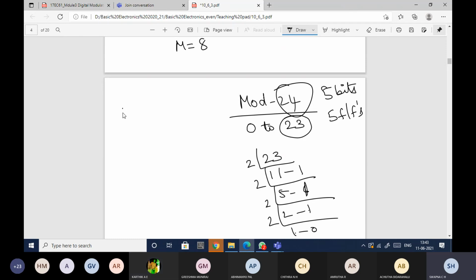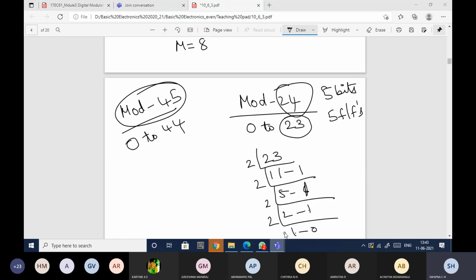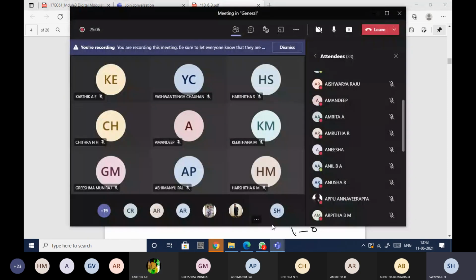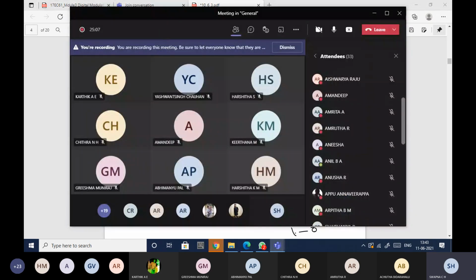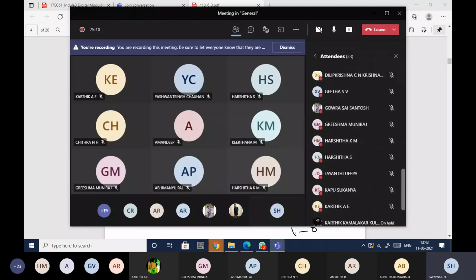Okay, fine. Just for my satisfaction, let me give you one more example: mod 45 counter. How many states? From what state to what state it has to count? 0 to 44. So you determine how many flip-flops are required. I'm not interested in the bits, I'm interested in the flip-flops.